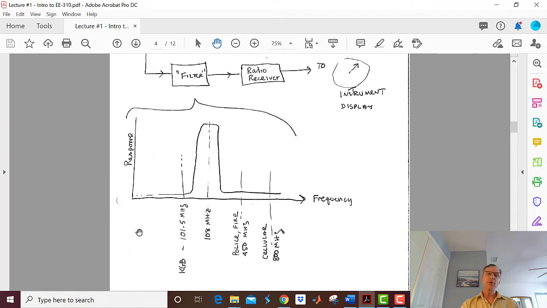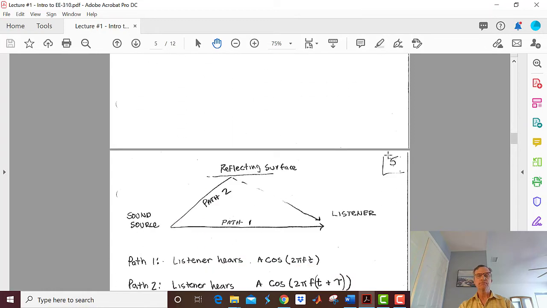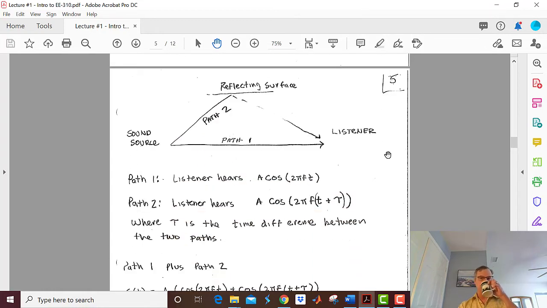So the reason that that aircraft can safely hear the navigation system signal is because the filter in the radio receiver in the aircraft passes signals at 108 megahertz, but it rejects signals in the FM radio band at 101.5 megahertz. And you're going to see a bunch of examples of this when we get into chapter 14 on frequency response. Let's look at another example.